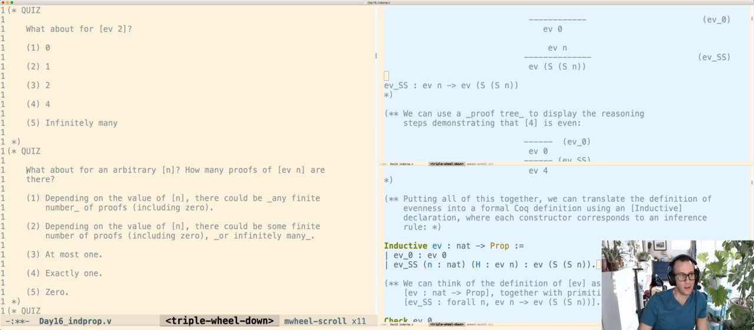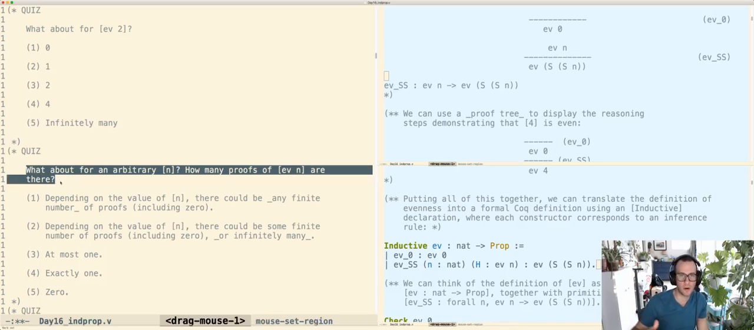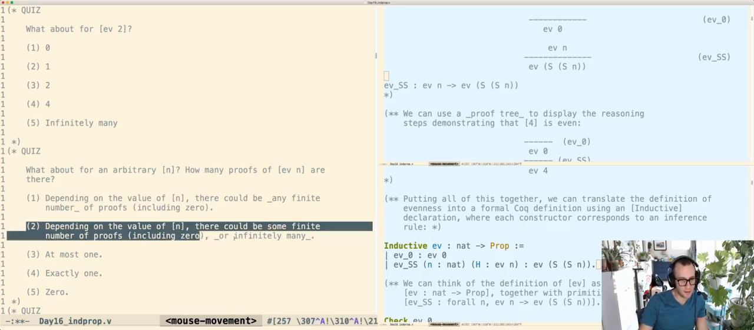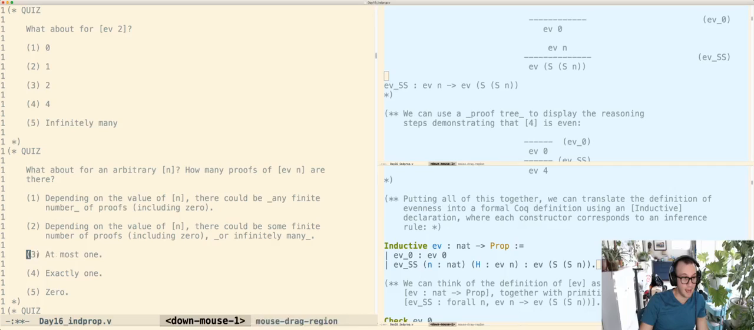Okay, let's generalize. What about for an arbitrary natural number n? How many proofs of EVn are there? Read the answers carefully. Pause the video if you need to. So for the first one, we're saying it depends on the value of n. There could be any finite number of proofs, including 0. Depending on the value of n, there could be some finite number of proofs, including 0, or infinitely many. At most 1, exactly 1, or 0.